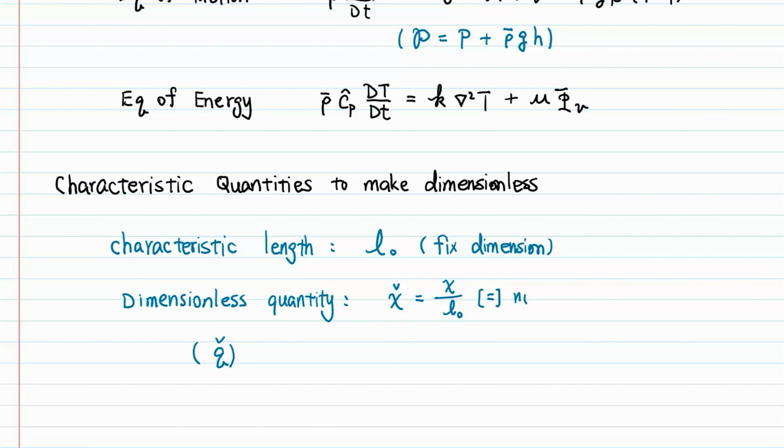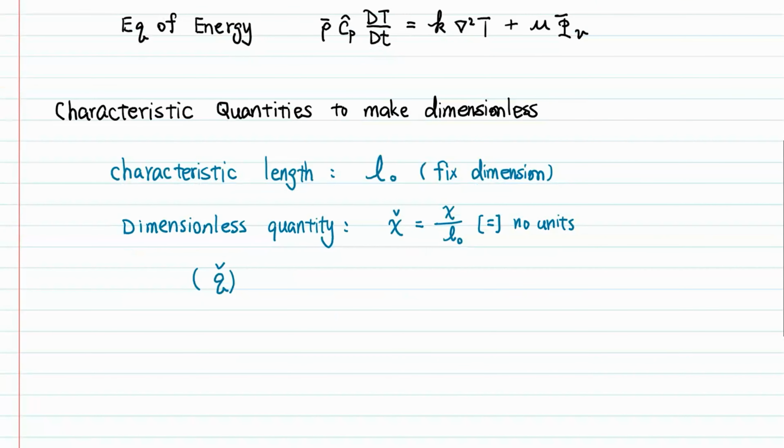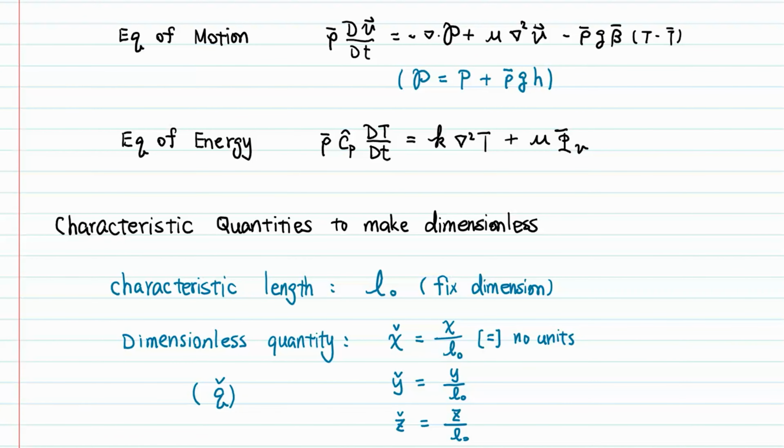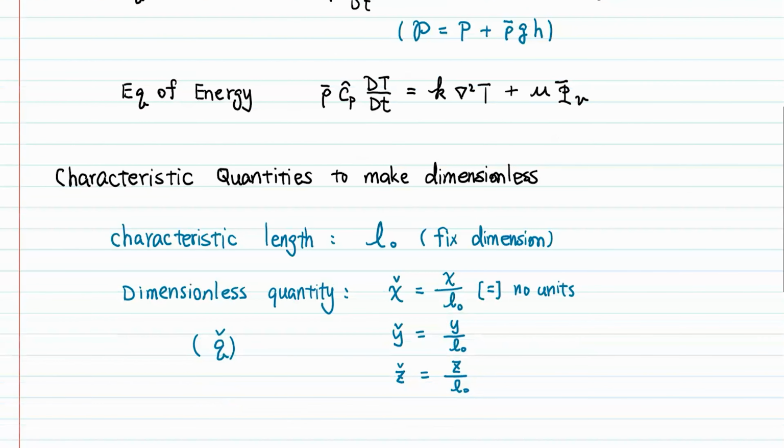So there are no units, because the units of the numerator and the denominator cancel out. Okay, so similarly we would do the same for our y and z. So we have y over L naught, and we have dimensionless z equals z over L naught. Okay, and also you can see that in the equation of changes we always have the time dependent term. So we also need to define a dimensionless time.